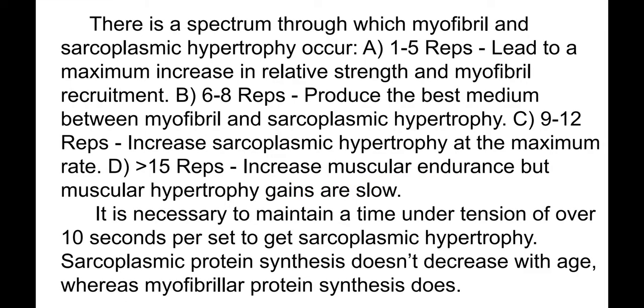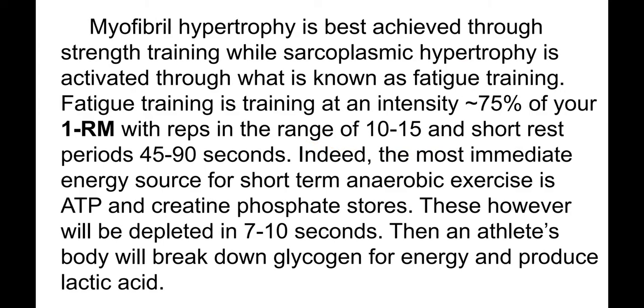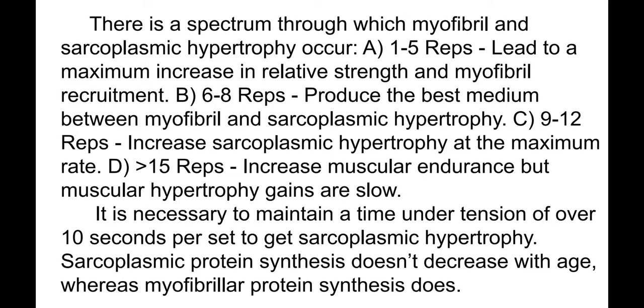And also, according to these recommendations, there are some rules. If you do 1 to 5 repetitions at maximum, as close as possible to the 1 repetition maximum load, then you develop strength and myofibrillar recruitment, and you will develop this type of myofibrillar hypertrophy. Okay, but if you go to 9 to 12 repetitions, then you increase sarcoplasmic hypertrophy. And between, you produce maybe the best compromise between this and this: 6 to 8 repetitions. It produces the best medium, the best compromise between myofibrillar and sarcoplasmic hypertrophy.